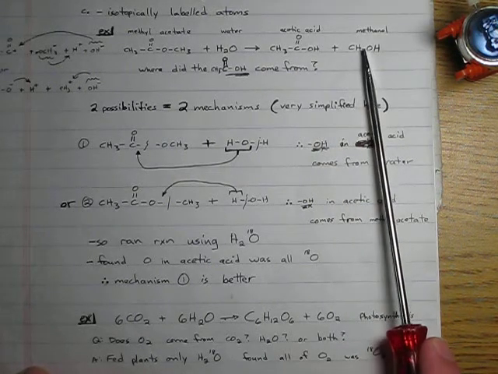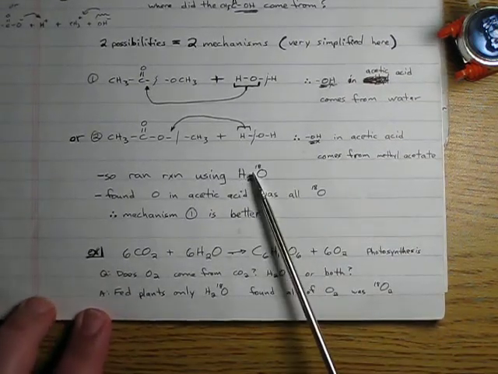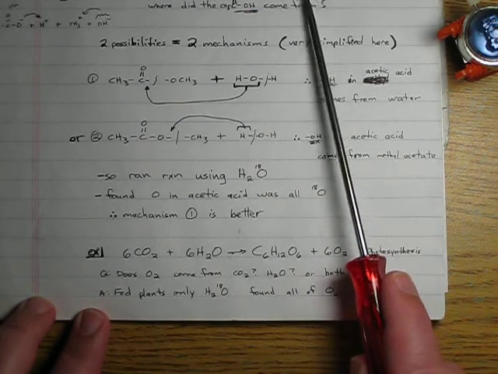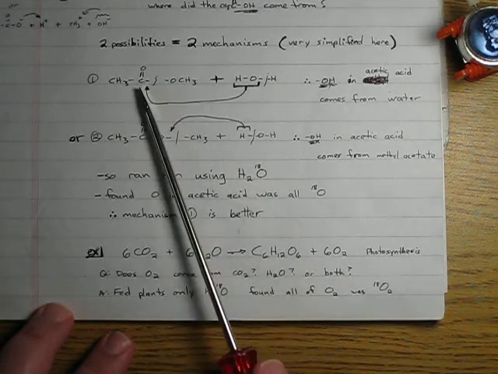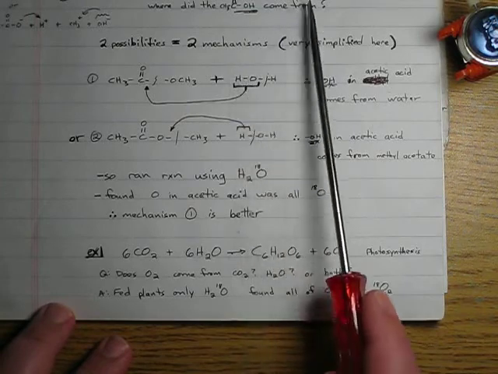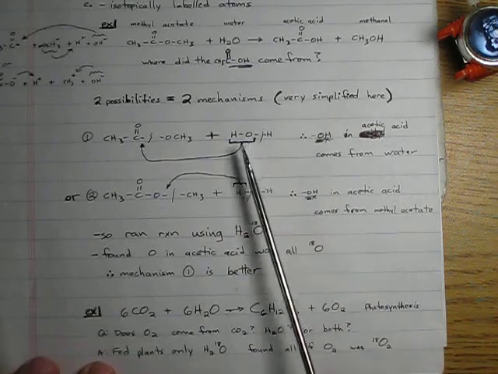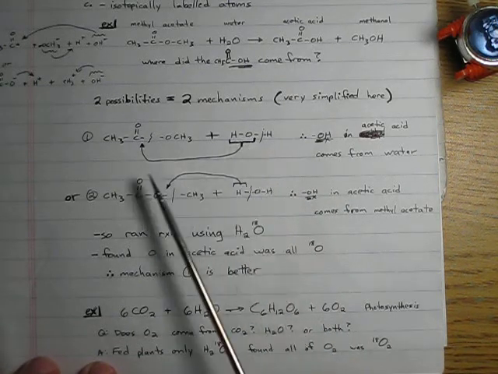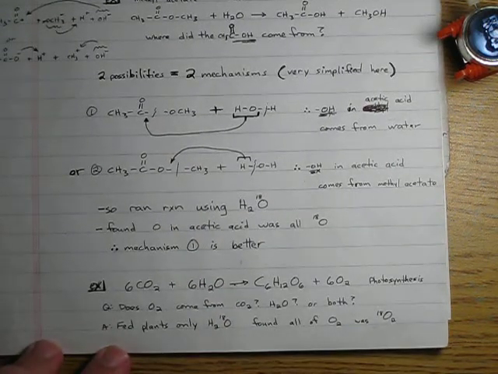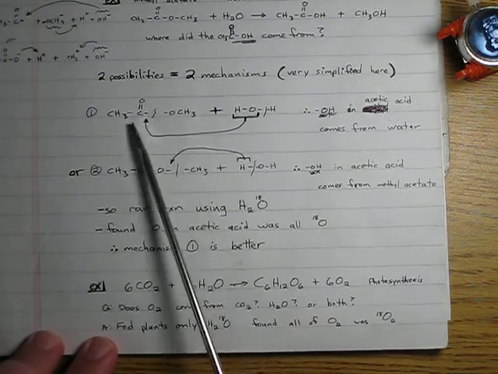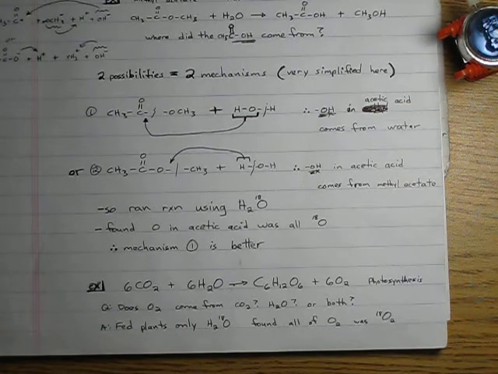The methanol did not, which means that the oxygen from this radioactive water is now on this acetic acid, which means this is more likely what happens. The OH in acetic acid here comes from the water because this H2O had the O18 in it, and the acetic acid at the end had the O18 in it. So that tells us more about the reaction. This is what occurs here. This OCH3 must split from that carbon somehow. Cool.